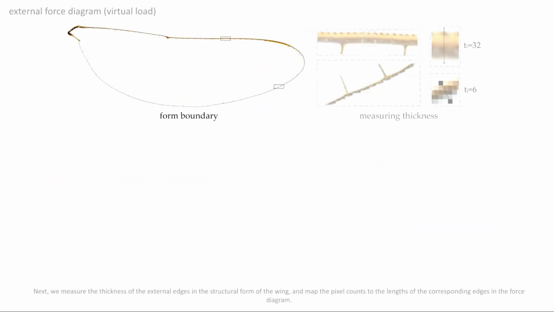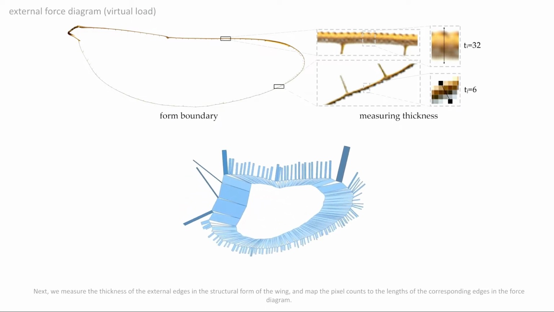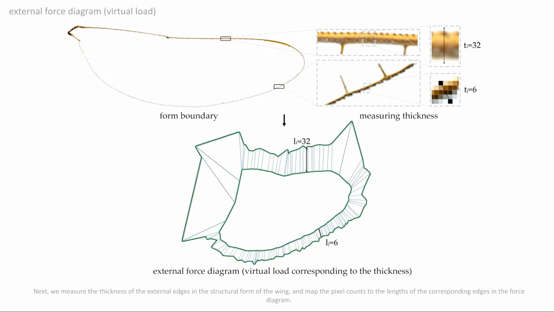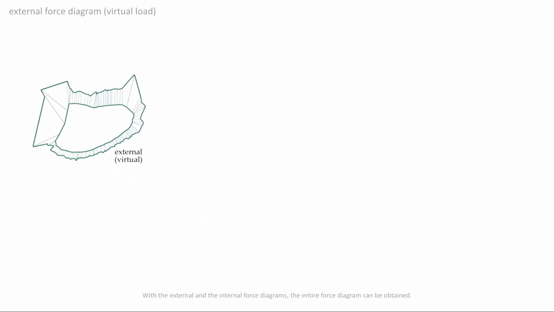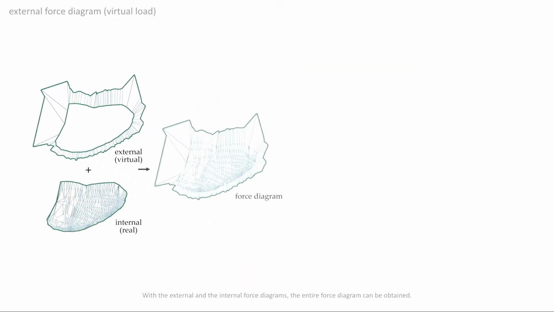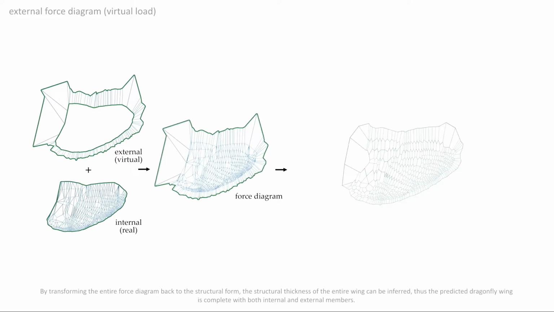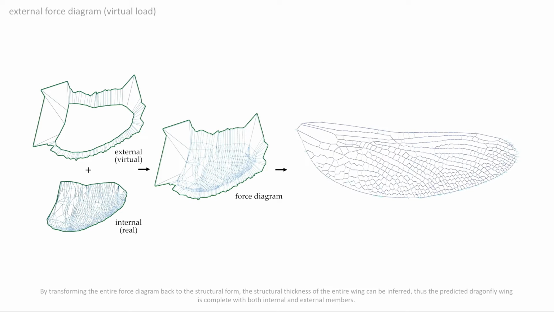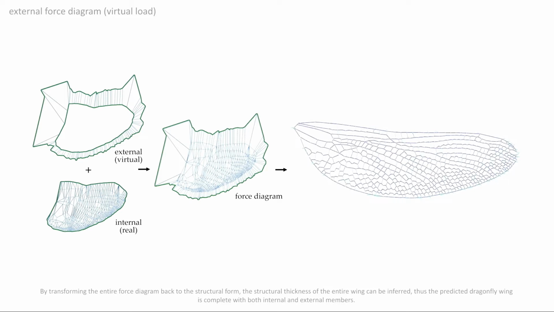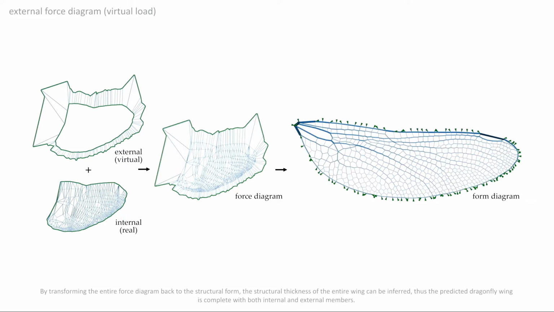Next, we measure the thickness of the external edges in the structural form of the wing, and map the pixel counts to the lengths of the corresponding edges in the force diagram. With the external and the internal force diagrams, the entire force diagram can be obtained. By transforming the entire force diagram back to the structural form, the structural thickness of the entire wing can be inferred. Thus, the predicted dragonfly wing is complete with both internal and external members.